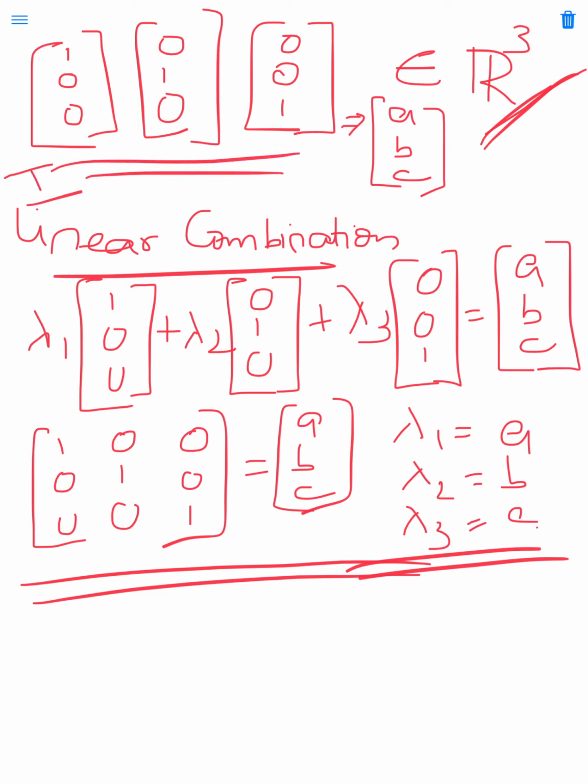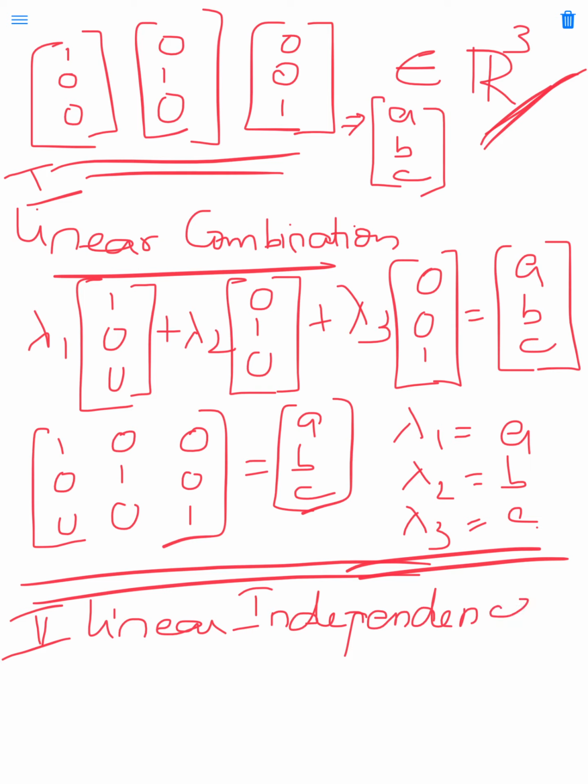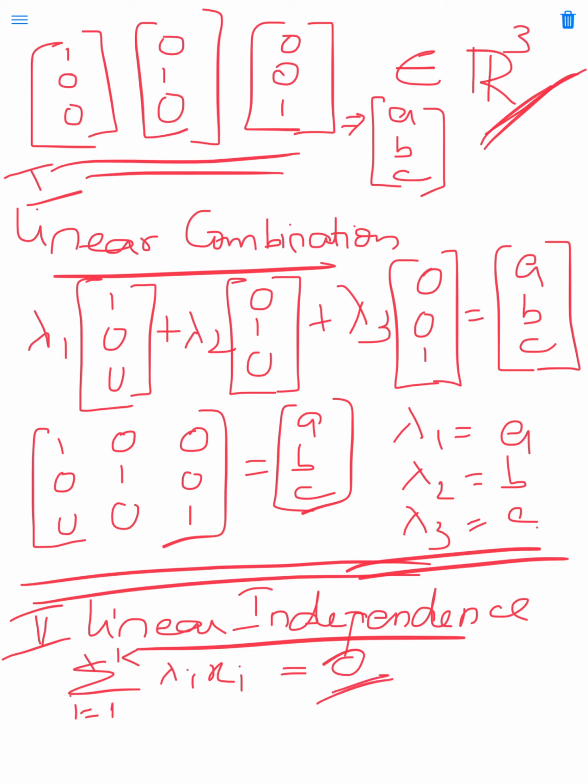So the first condition, the linear combination condition, is being satisfied, and next you need to check for linear independence. For linear independence, the summation of the linear combination will be equal to 0. Sigma i equal to 1 to k, lambda i x i will be equal to 0. That is the condition to check for linear independence.